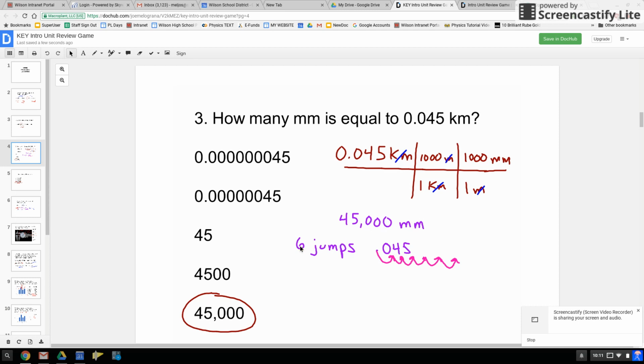You could also think of it as 6 jumps between kilo to milli. And because we have a smaller unit, the number is going to get larger. So when we bring that all the way across, we get 45,000.